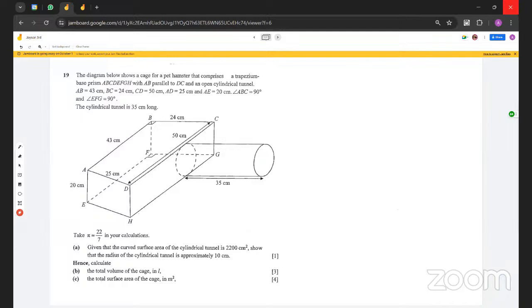All right, it makes sense. The tunnel is not the cage, that kind of thing. However, this one should be settled by the English. So the English says something like this, right?